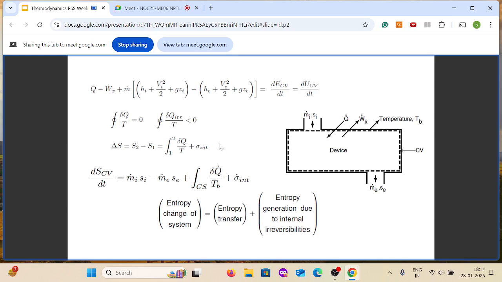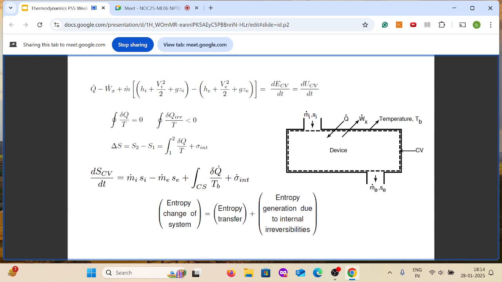So now, how do you do an entropy balance? Just like your first law, which we derived from energy in minus energy out equals the energy stored in the device.